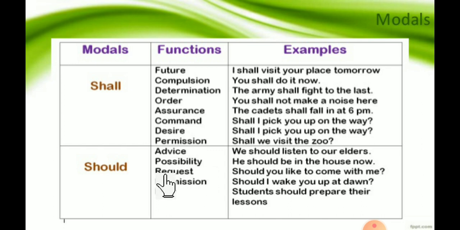Yes. Next, request. Would you like to come with me? So there is a request. Yes. Next, permission. Should I wake you up at dawn? Dawn means what? Yes, morning. So shall I or should I wake you up? Here we are using should for past. Yes. Next one is for permission or duty. Permission we have already seen an example. Now duty. Students should prepare their lesson.